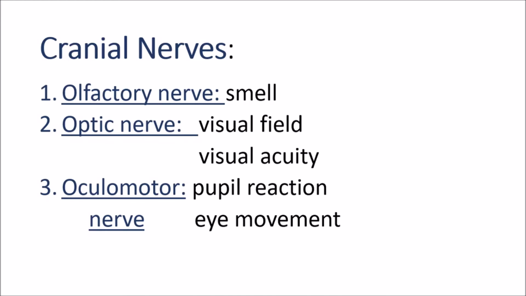Another is the optic nerve. Its function is visual field and visual acuity. First, you check the visual field. You ask the patient to cover one eye while the opposite eye is examined, and then the examiner uses an object to check the visual field. The object is moved in all four quadrants, upper, lower, and from side to side, and you ask the patient to point out wherever he sees the object.